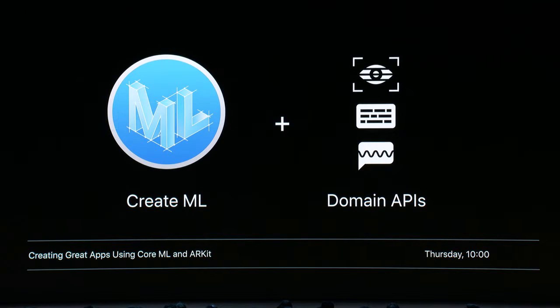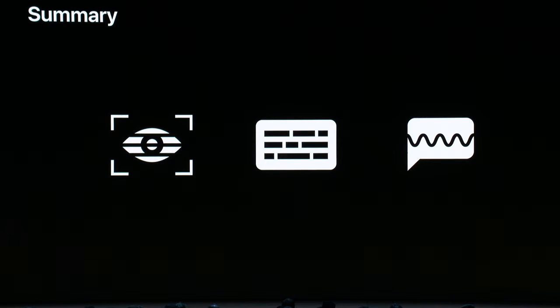And that's not all. You can also combine the custom models that you have made using CreateML with domain APIs. And we're going to show you an example of that in our Creating Great Apps using CoreML and ARKit session. So to summarize, domain APIs allow you to leverage Apple's built-in intelligence and models using API, so you don't have to collect the data and make the models. And this year, we have a significant expansion in our vision, natural language, and speech and sound APIs.